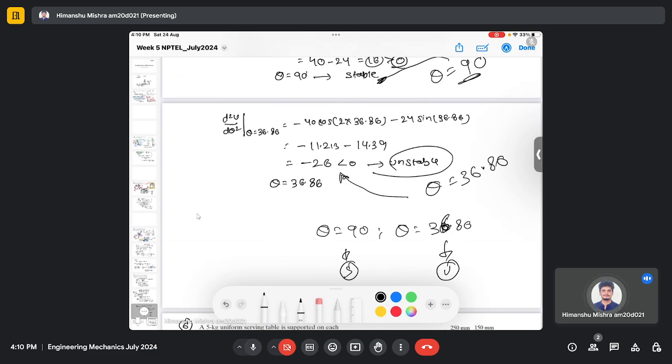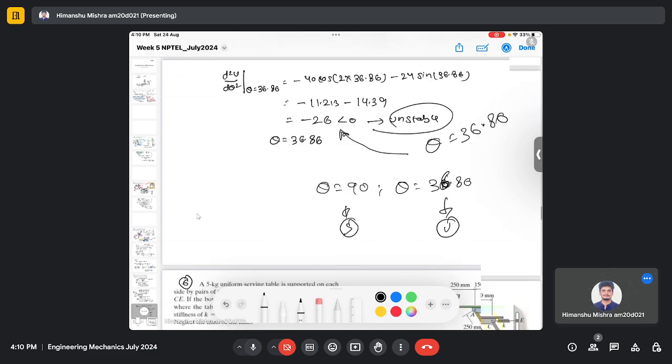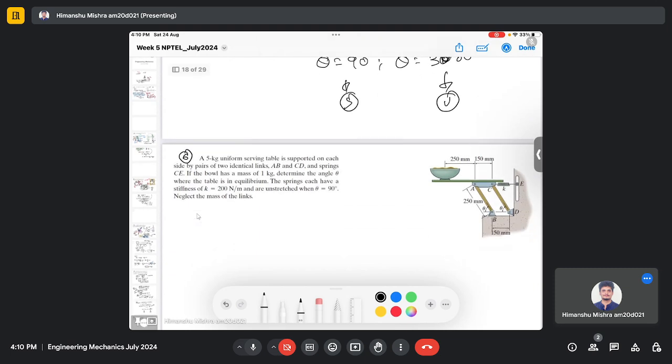So let's solve the next problem. Now, in this problem we will be using the energy principle, but we will solve this same problem by using the virtual work principle as well, which we used in the last few problems, where we defined the virtual displacement and found the virtual work done. According to the virtual work principle, the summation of all virtual work should be equal to 0. So this problem will be solved by two methods.